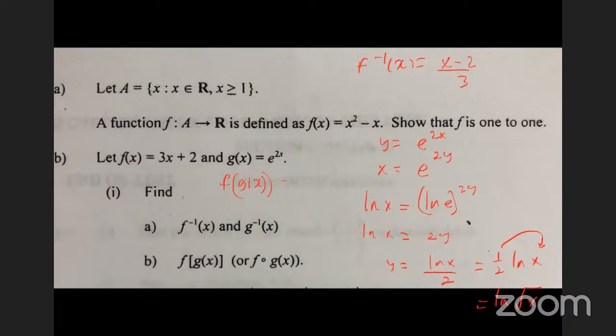Right? So f of g of x is what? F of, open brackets, e to the power of 2x. So you're going to put e to the 2x in f of x. So that'll be 3e to the 2x plus 2. All right? You get that?